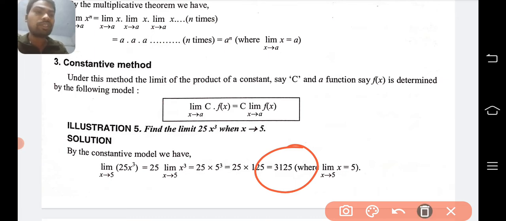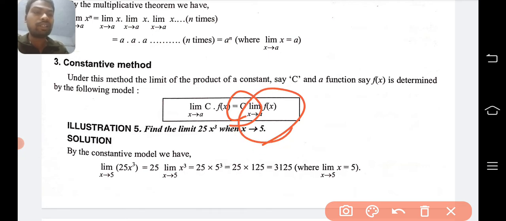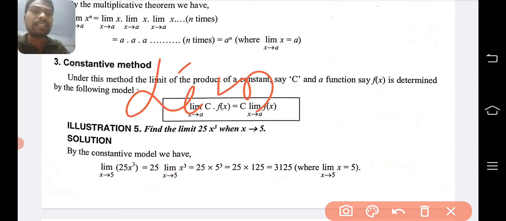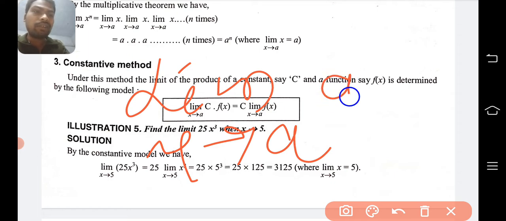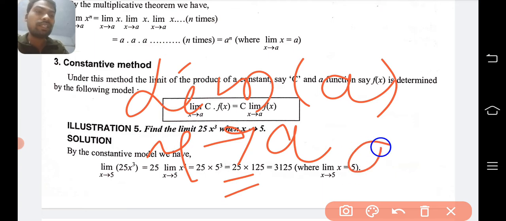So in this way, if a constant term is multiplied, then you have to take away that constant term, and whatever the value is given for the variable, you have to put that limit on that particular variable. Clear? But whenever you are talking about the limit of a constant, it means the limit of x tends to a of a, then the limit of that particular constant would be a.